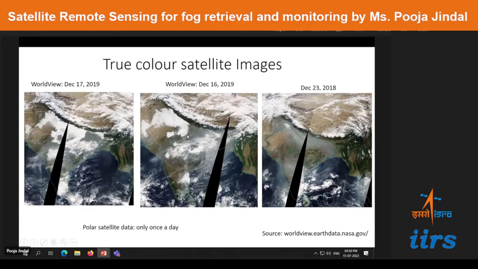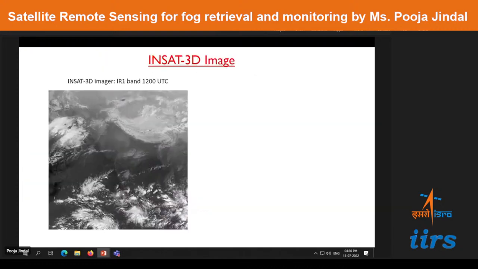So if I want to monitor the fog continuously, then I need to go to geostationary satellite data. Among geostationary satellites, the option that we have is INSAT 3D and INSAT 3DR. Now you see this is one image from the INSAT 3D imager. This is the thermal infrared band, and the time of the image is 12 UTC, that is 5:30 in the evening.